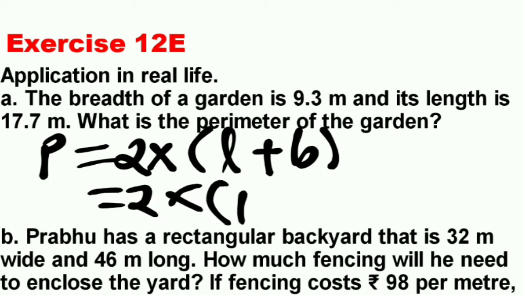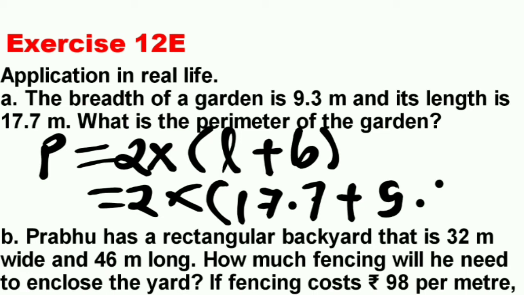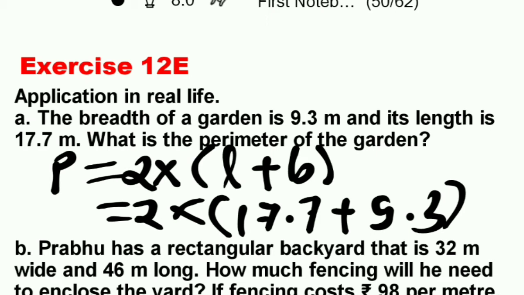2 into 17.7 plus 9.3. Okay, so we can do like this, 17.7 plus 9.3. So we get the answer 27 multiplied by 2. So answer will come 54 meter.